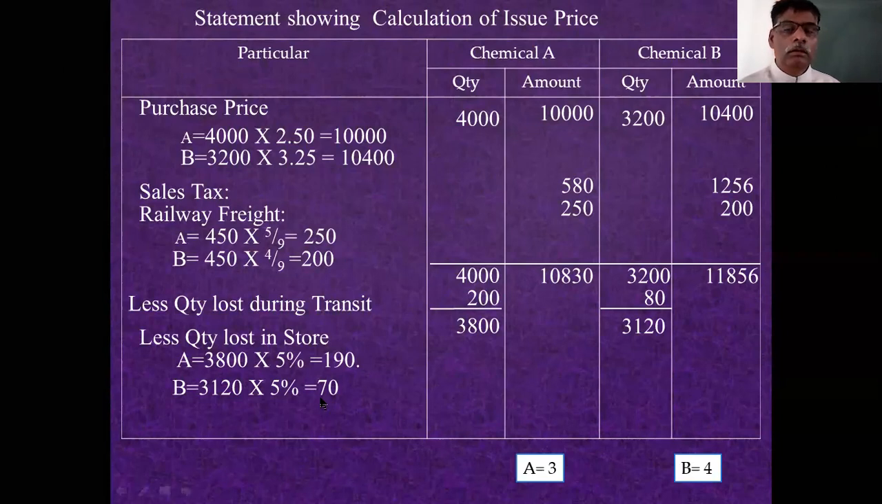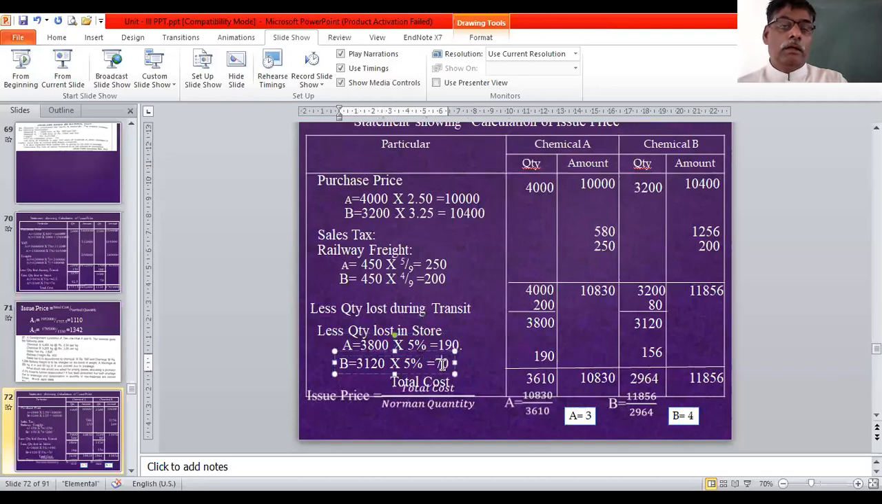Second is 3,120 into 5%. I recorded it there only, but forgot to record it in the previous column. 156, is it?